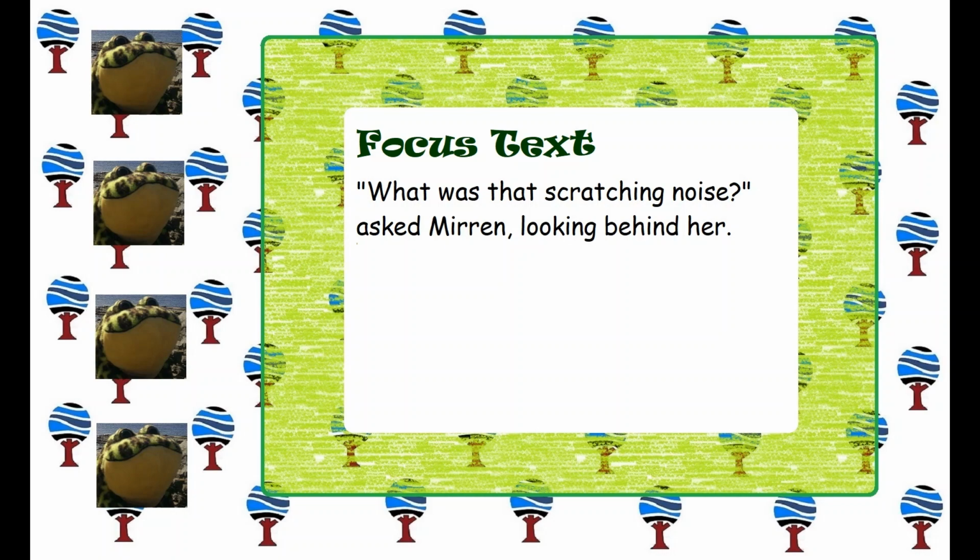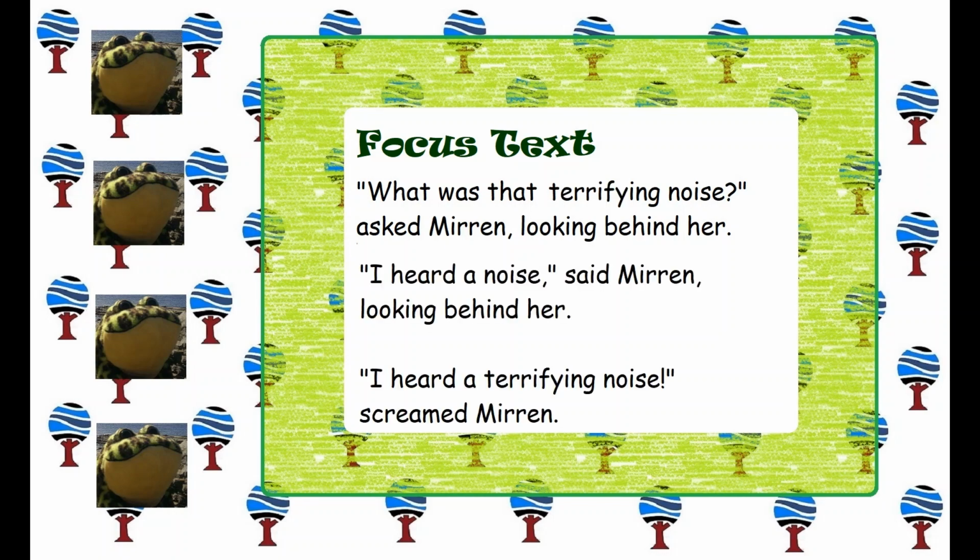Now, this is a question, remember. Not all sentences with speech in them are questions. Now let's look at two very similar sentences. This time we don't have a question in the second one. So, "I heard a noise," said Mirren, looking behind her. Because this isn't a question, it doesn't need a question mark, and we don't use full stops for Mirren's sentence, "I heard a noise." Because it comes first, we have a comma. So it goes speech marks, capital letter, "I heard a noise," comma, speech marks, said Mirren, comma, looking behind her, full stop.